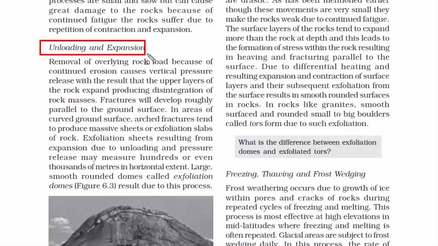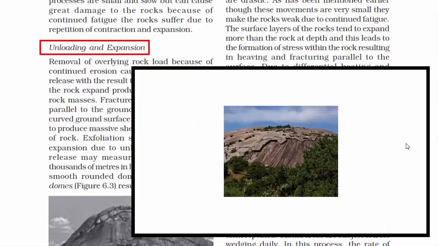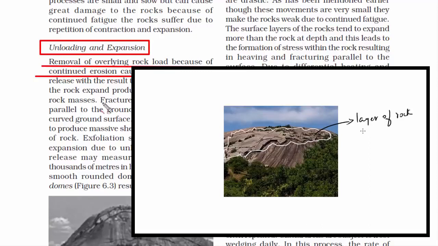The first one is unloading and expansion. When you look at a huge chunk of rock, probably the size of a small mountain, you'll notice that on top of it, there will be a layer of rock or some soil. This layer faces continuous erosion because it is exposed to water from rain as well as wind activity, and it gets eroded or removed with time.